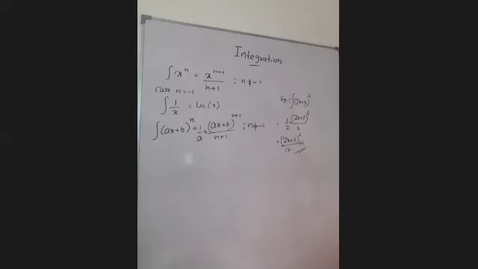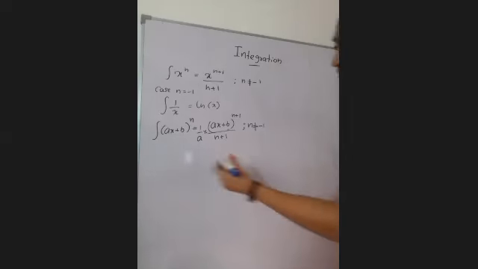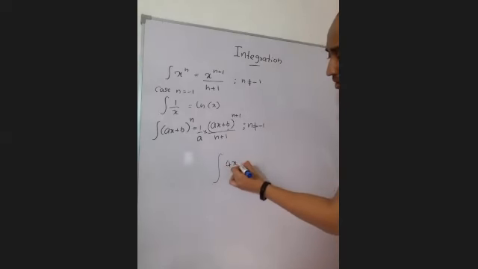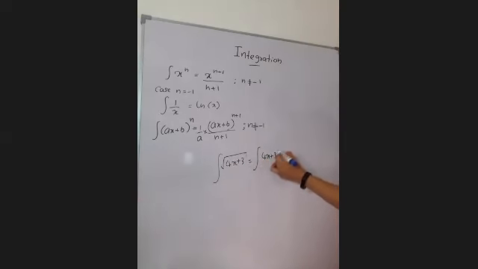Let's go ahead with another example: the integration of the square root of 4x plus 3. This is the integration of (4x plus 3) to the power half, since square root is power half. I'll write it a bit larger so you can see it.